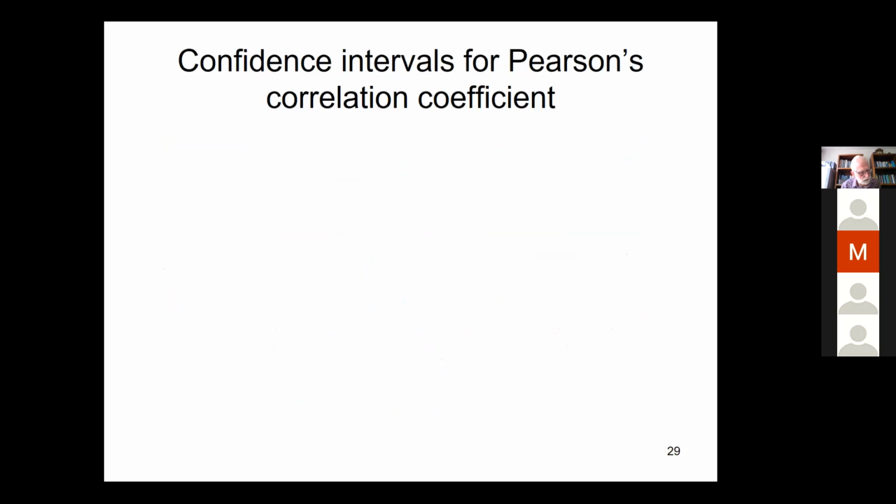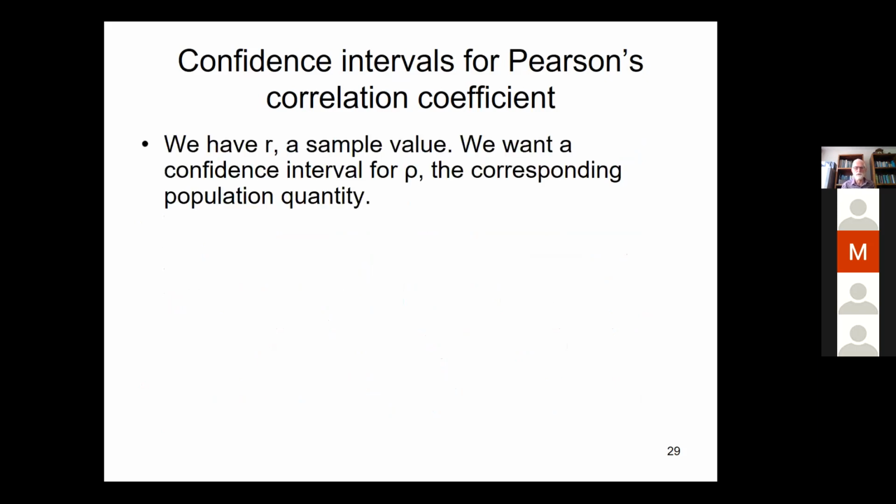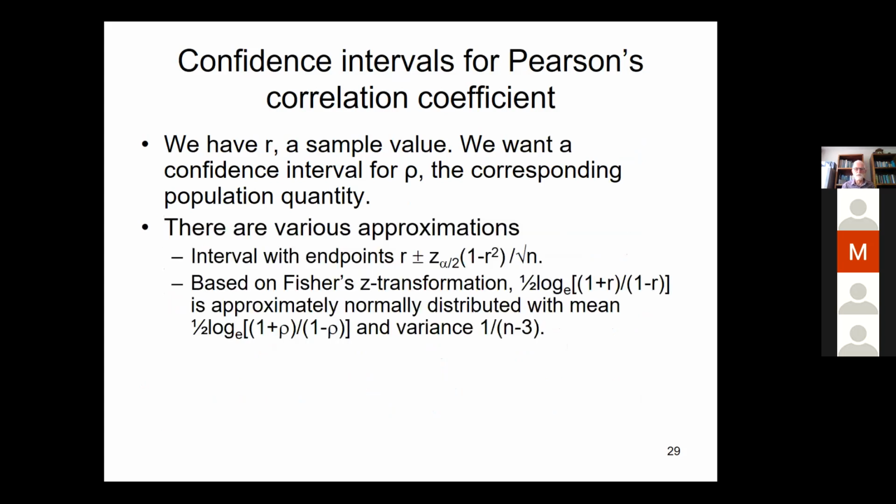Okay, so a few minutes left. A little bit on confidence intervals for the correlation coefficient. Here, I'll call my sample value R, and I'll call my population value rho. And again, we've got some approximations based on the Gaussian.